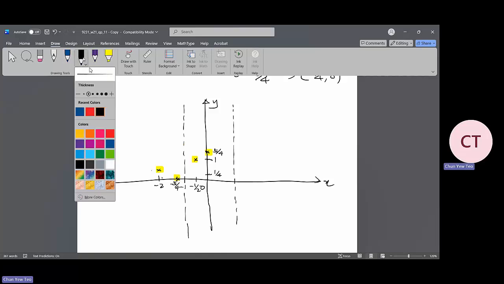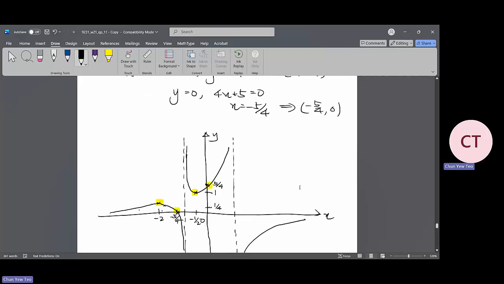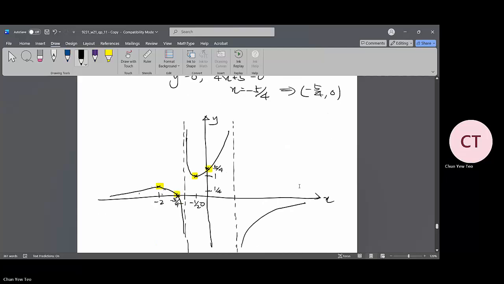So we know that this is going to be our maximum. This is going to be our minimum. And we still have something else over here. Okay, so this will be your graph for number 7C. Done. So we just write down y is equal to 4x plus 5 over 4 minus 4x squared.